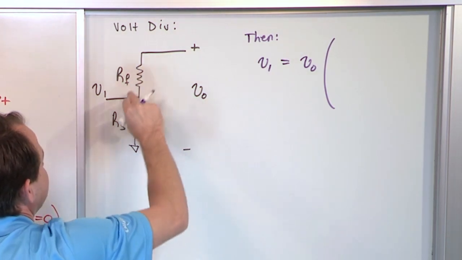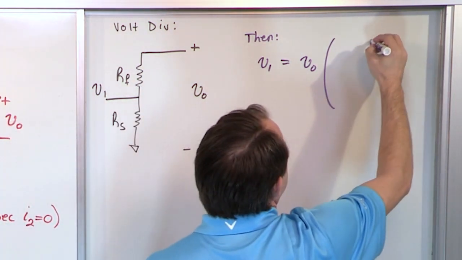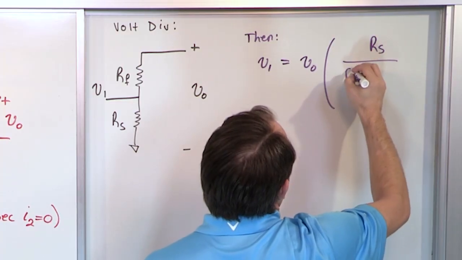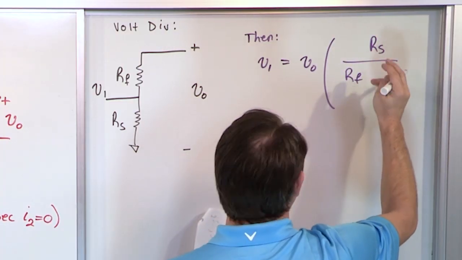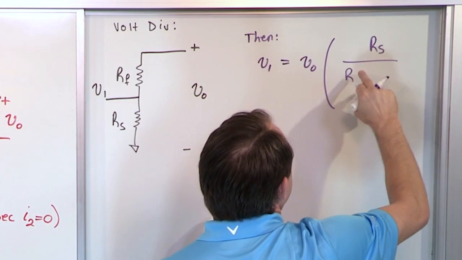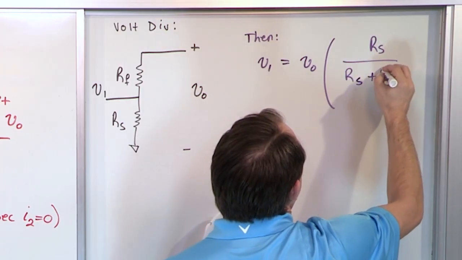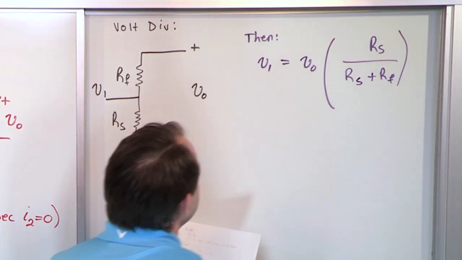It's not going to be times this, it's going to be times this guy. So it'll be RS over RF. You know what, let me write it. It's the same either way, but I'm going to write it as RS over RS plus RF. Make sure you understand that.